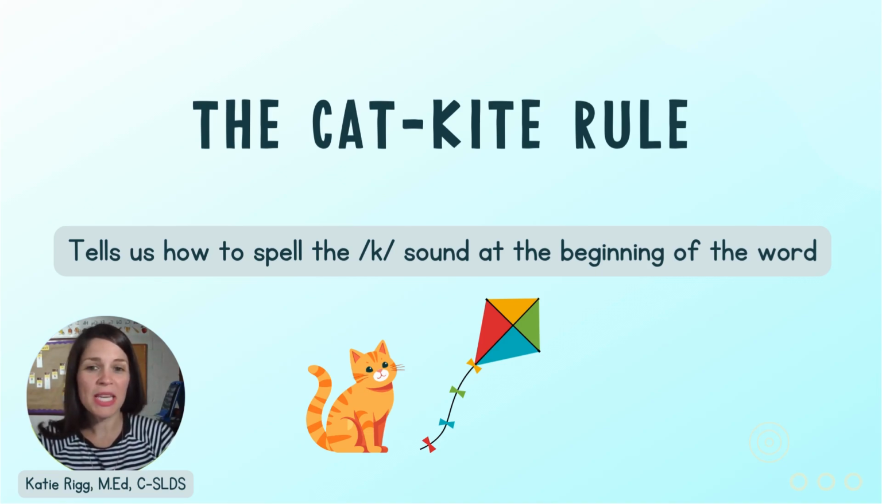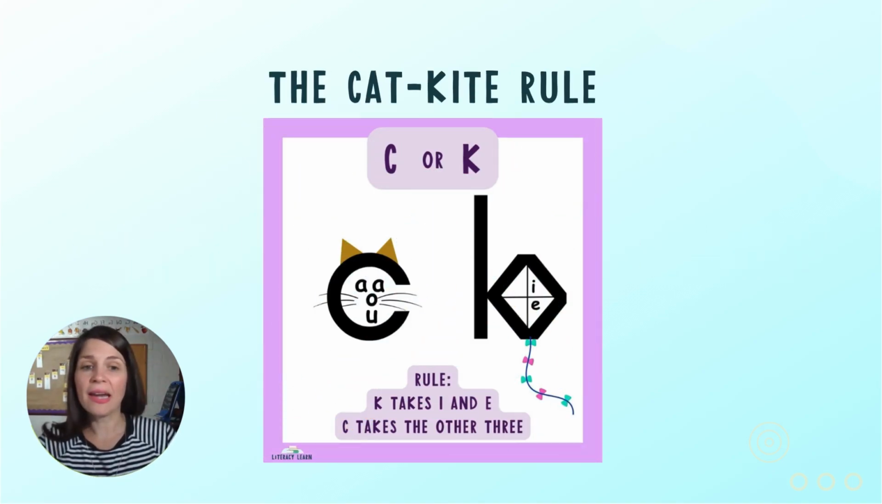Welcome to today's PD and Pieces where we will be talking about the cat-kite rule. This is a rule that tells us how to spell the k sound at the beginning of a word. Let's get to it. We call this the cat-kite rule because it has to do with the letter C, like cat, and the letter K, like kite. So both of these graphemes make the same sound. They both represent the k sound in words.